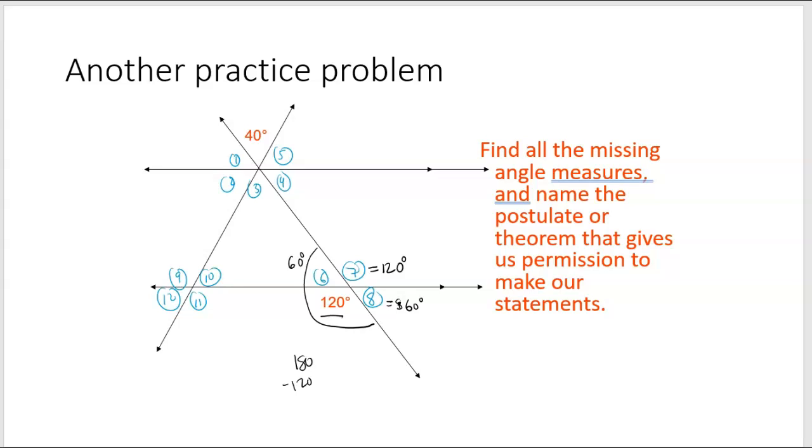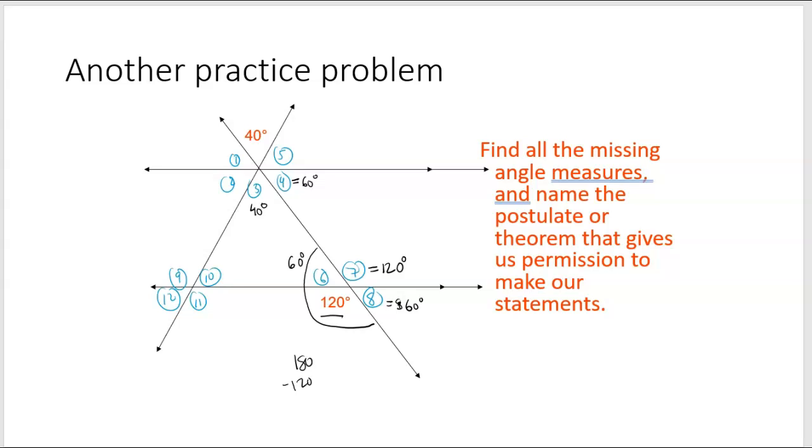Up on top, I can't answer anything for 9, 10, 11, and 12 because these two lines are not parallel to each other. But up at top, I do know that angle 3 is going to be 40 degrees. Okay? What else do I know? Well, I know that 4 and 7 are on the same side and they're interior, so 4 and 7 should add up to 180, which means that that should be 60 degrees.